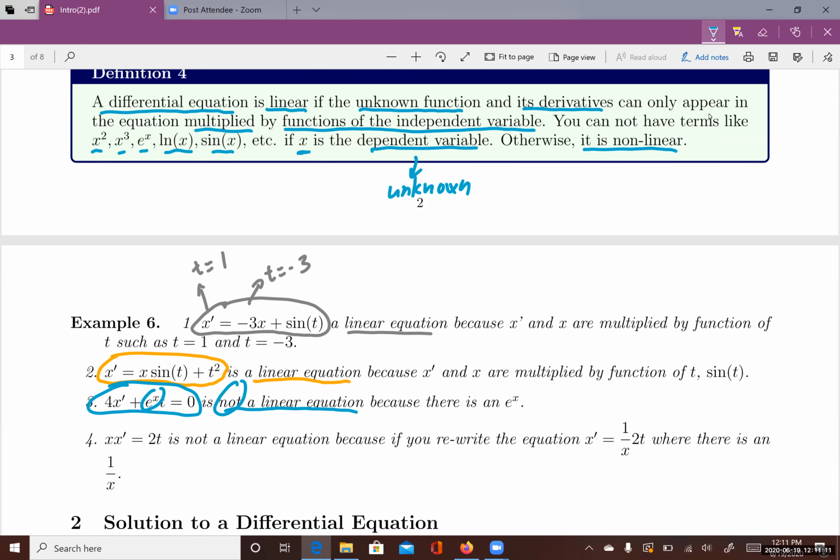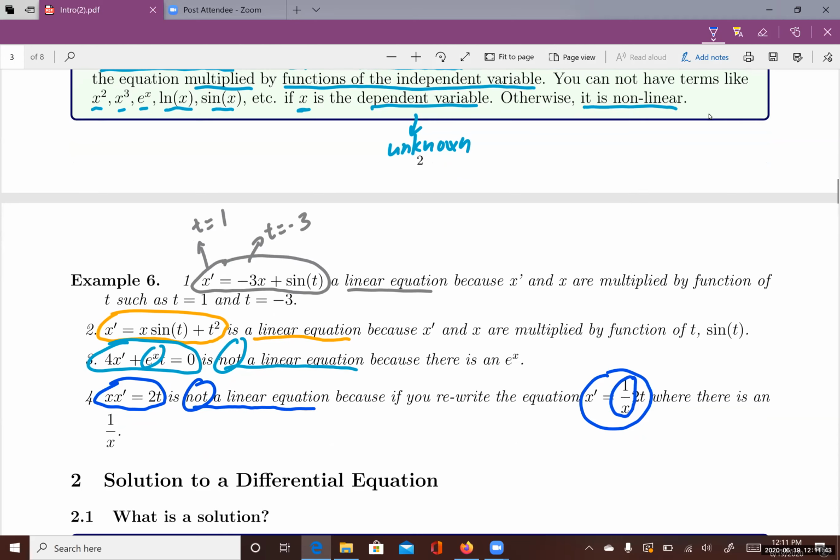Okay, look at the last example here. At first, you see that I have x prime equals 2t. At first, it appears to be a linear equation, but if you rewrite this equation, it will be x prime equals 1 over x times 2t. And at this point, you have 1 over x here, which is one of the violations.